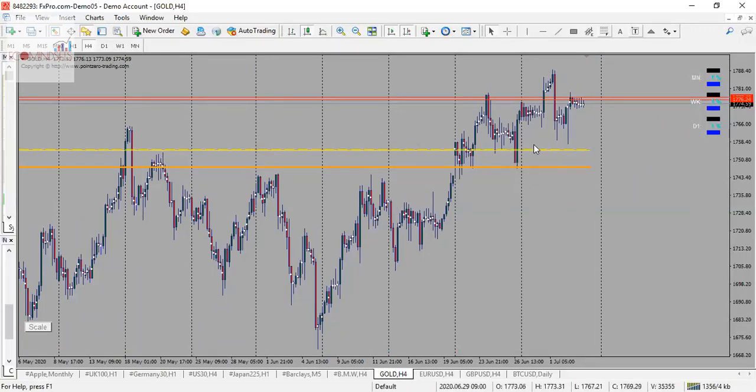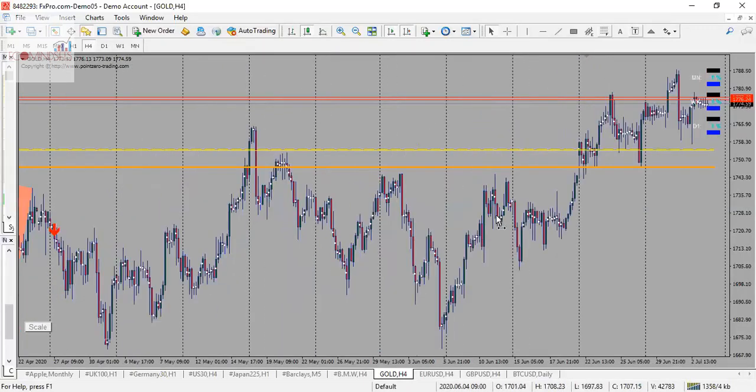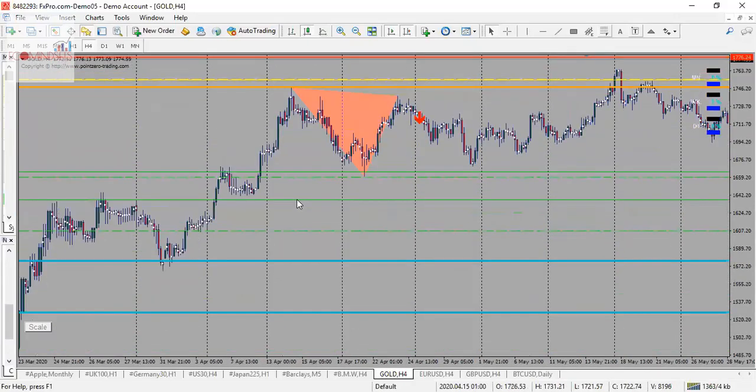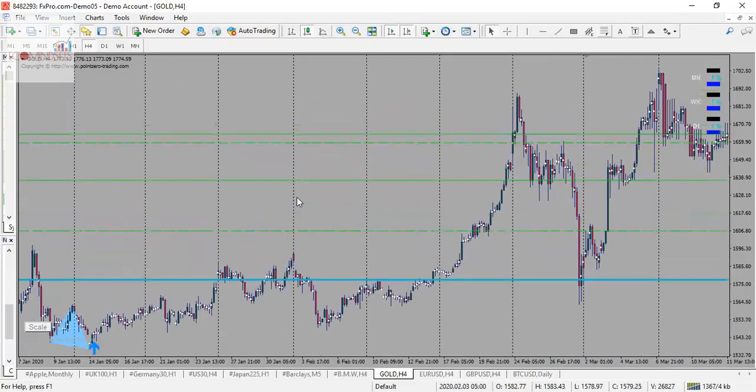But you see here, we can have both support and resistance levels for H4 within that zone.